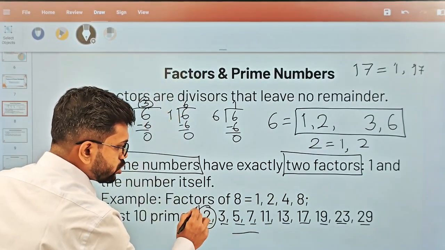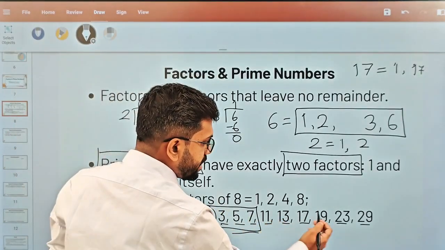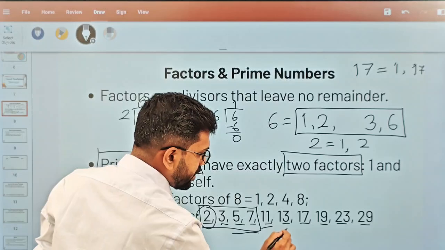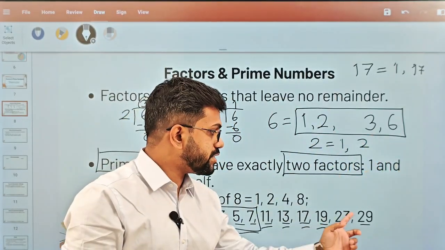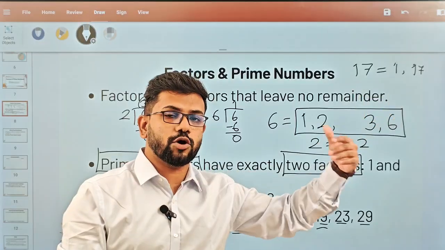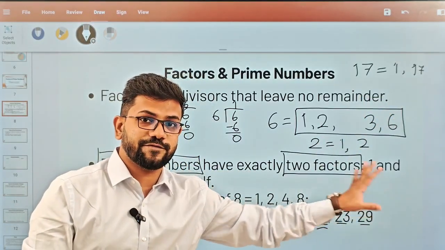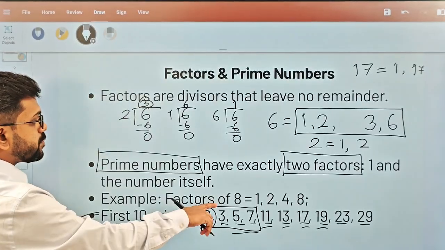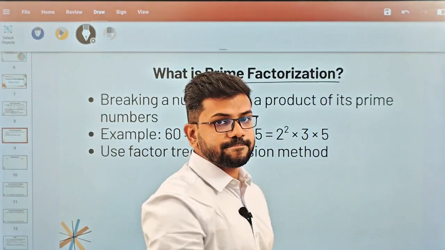Between 1 and 10, 2, 3, 5, 7, these are the only prime numbers. Between 11 and 20, you have 11, 13, 17, and 19. Between 20 and 30, you have 23 and 29. This way you can learn all the other prime numbers as well. But for the time being, you can try to learn the first 10. Okay, this will come in handy when you try to do prime factorization.